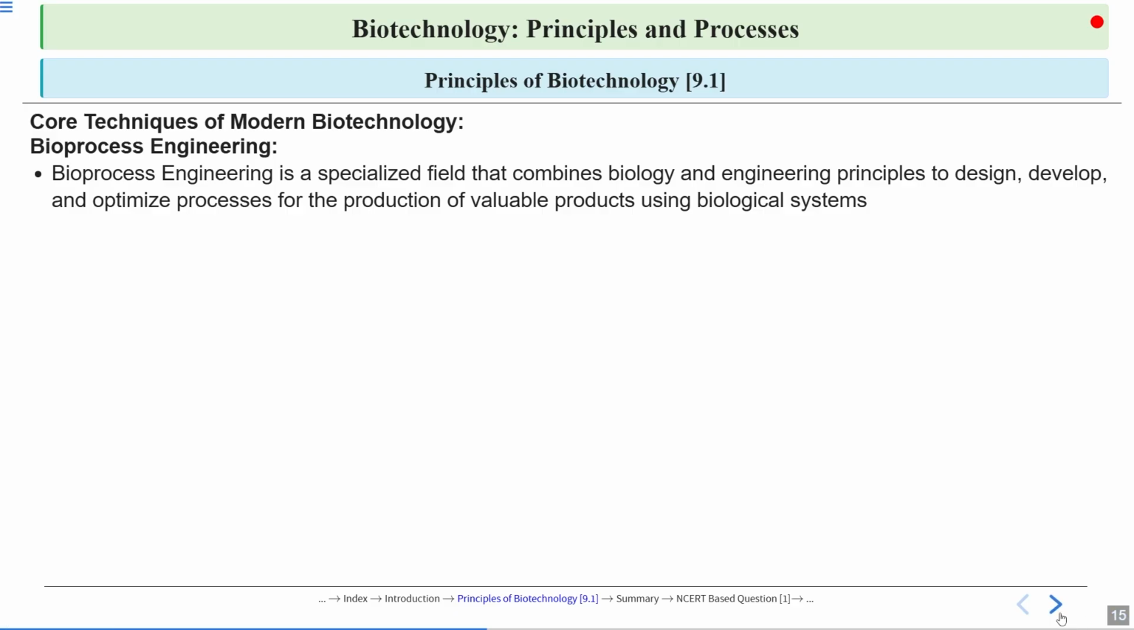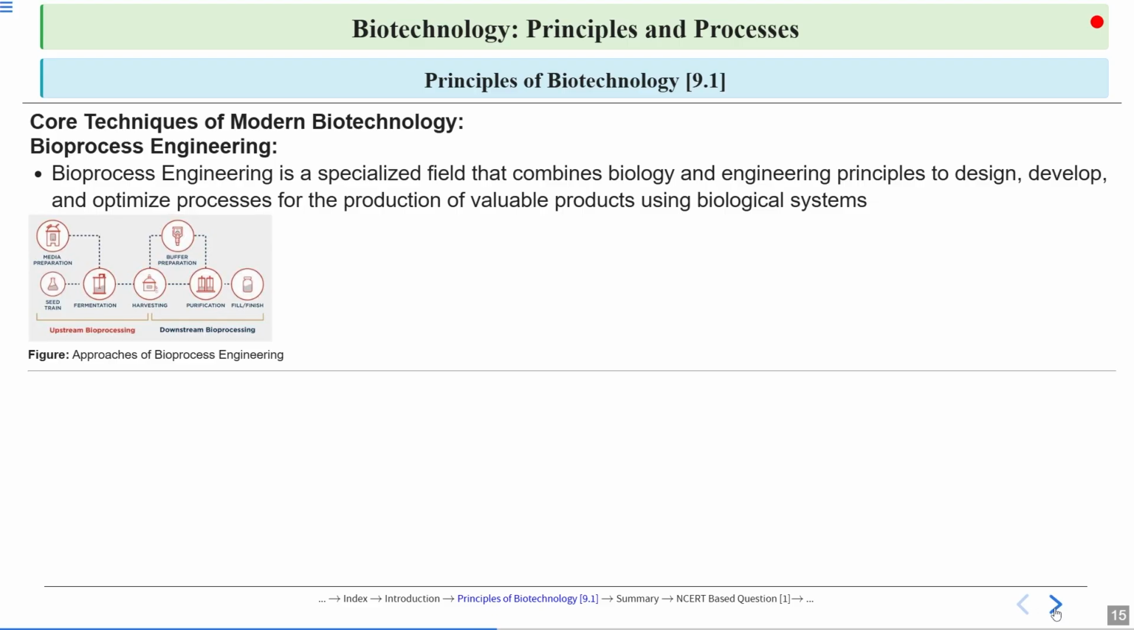It actually consists of two parts. First, upstream bioprocessing, and second, downstream bioprocessing. Upstream bioprocessing is the initial stage of biomanufacturing, in which cells or microorganisms are cultivated to produce the desired product. The downstream bioprocessing involves the recovery and purification of the desired products which we want to bring into the market.